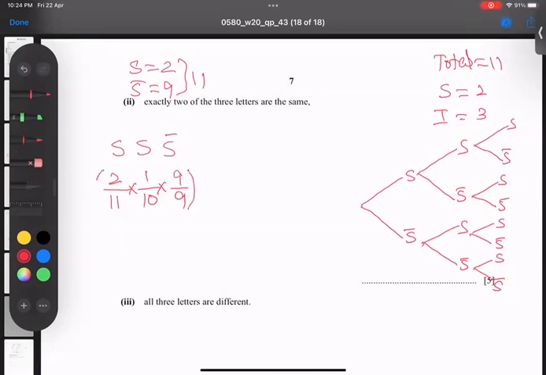But this value, I will multiply by 3. You're surprised. How come, sir? Why multiply by 3? Look here. I just showed you this branch S, S, and not S. I'm sure you understood the concept.